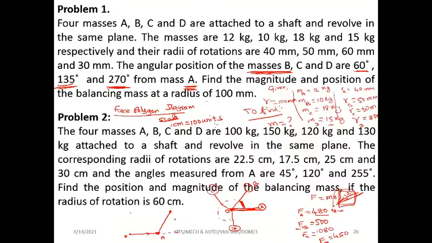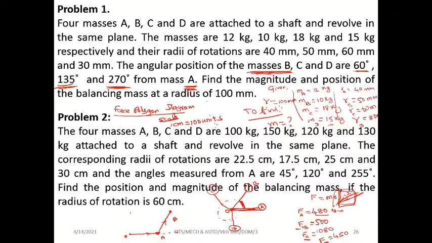So we'll get B. Okay. Next we have to draw FC. FC is 1080, and 1080 means a 10 centimeter line. OA is 4.8 centimeter, AB is 5 centimeter.